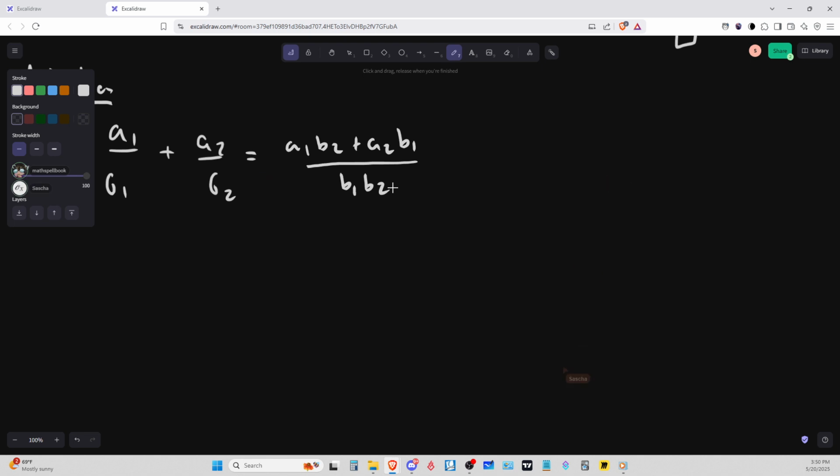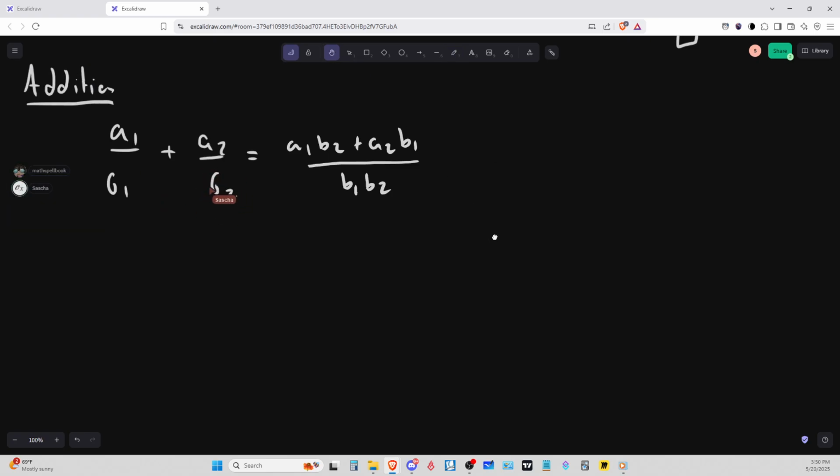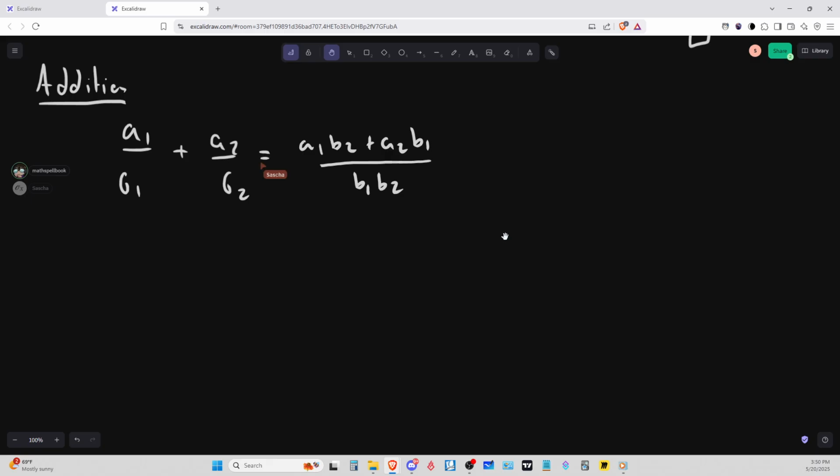So the point is that you need to have the same denominator, right? And what you do is you basically force it to have the same denominator by multiplying by whatever you have in the other denominator, right? So I will leave as an exercise: check this is well defined, in the same fashion we just did with the multiplication.